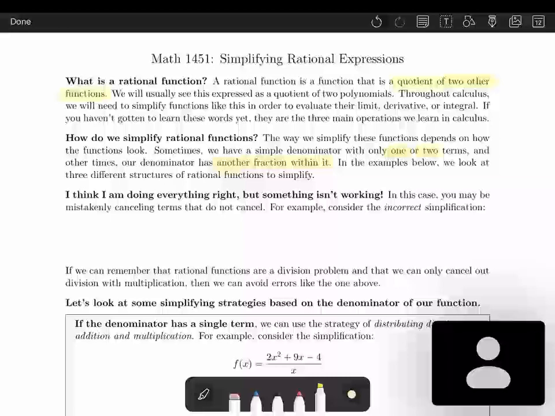So you may be coming to this video thinking, I'm doing everything right. I have no idea what I'm doing wrong, but I know that my problem has to do with rational functions. And I keep getting the questions wrong that have to do with these types of functions. So in this case, you may be mistakenly canceling terms that don't actually cancel. For example, consider this rational function, x cubed minus 1 over x minus 1. When you see this, you may think, okay, I know how to do this. I see a negative 1 on top and bottom that are going to cancel. And then I get x cubed over x, which is x squared. This is actually not correct.